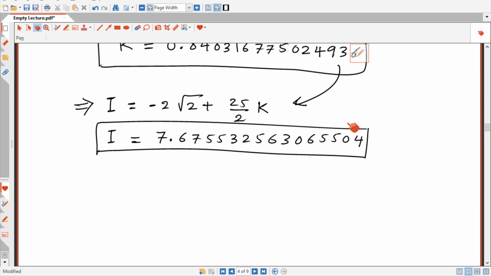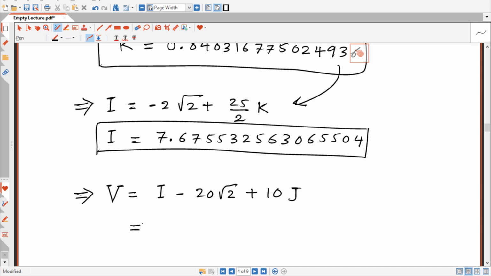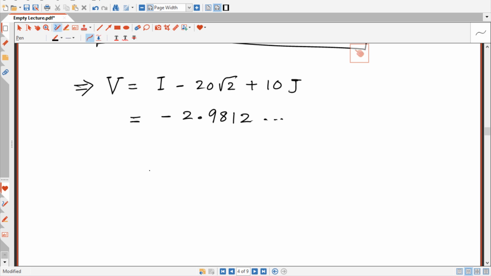Now we are left with the value of v. This implies that v is equal to I minus 20 times the square root of 2 plus 10j, and if we evaluate that, substituting I and j there, we will end up with minus 2.98981 2, and the rest is not necessary. So based on this result here, we can know the PIN code.